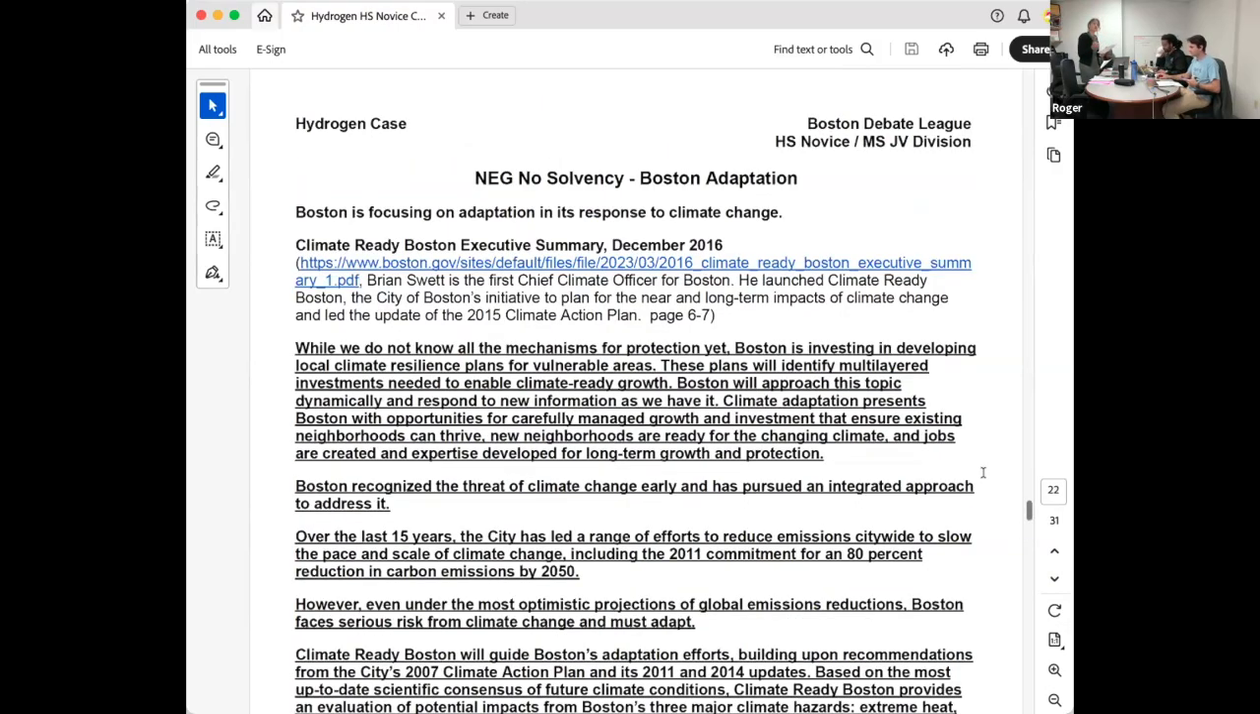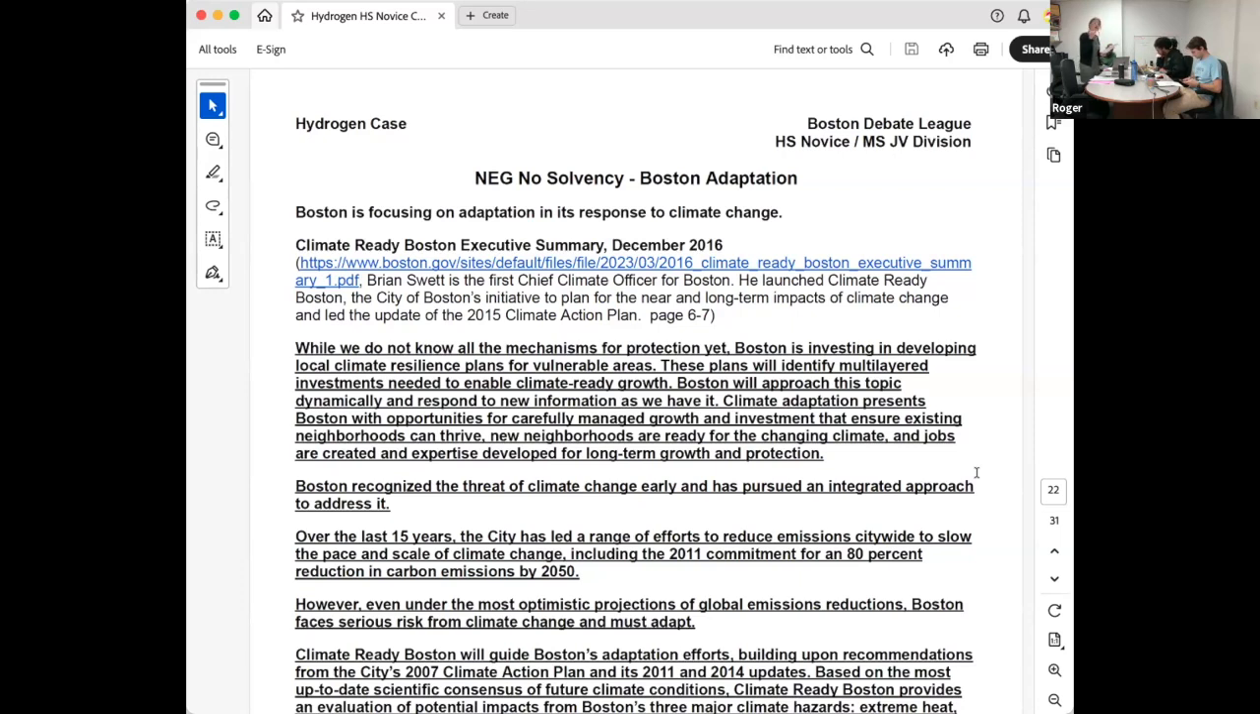Thank you. This is a global problem, but we only need to look to our backyard here in Boston to see the effects. Boston is focusing on adaptation wisely in its response to climate change. This is from the Climate Ready Boston, December 2016, and you can see it on the website. They continually update. Boston recognized the threat of climate change early and has pursued an integrated approach to address it. Over the last 15 years, the city has led a range of efforts to reduce emissions citywide. However, even under the most optimistic projections, Boston faces serious risks from climate change and must adapt.